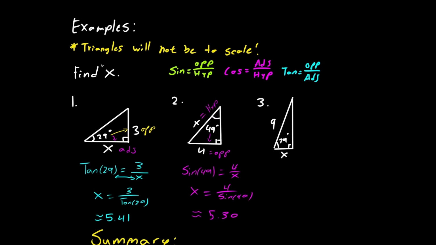Okay, let's do one more. So here we have an angle of 79 degrees. We have a hypotenuse of 9, but we have an adjacent of we don't know what. So let's see if there is a ratio of the adjacent to the hypotenuse. Oh, right over here, the cosine. So we can write cosine of 79 is equal to x over 9. Multiply both sides by 9, and we get 9 cosine of 79 is equal to x.